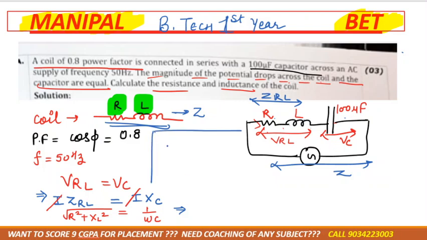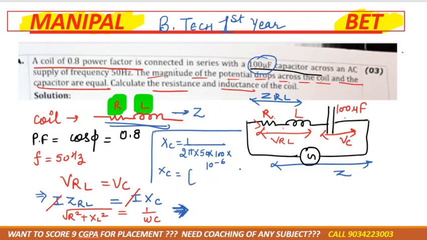Now with 1 by omega C, we can get the value of XC. Omega is 2 pi f, f is 50, and the capacitor value they have already given, that is 100 microfarad, 100 into 10 raised to power minus 6. Got it? Clear? After solving, we'll get some value of XC, and we can substitute it here to get one equation. I'm telling you the value that would come is 31.8 ohm. So I'm writing here 31.8 ohm. This is one equation we got: R square plus XL square is equal to 31.8 squared.